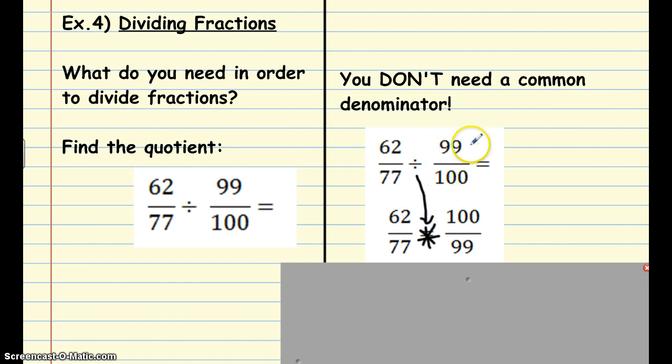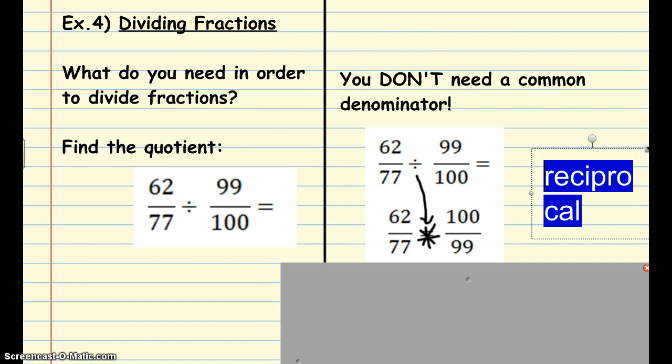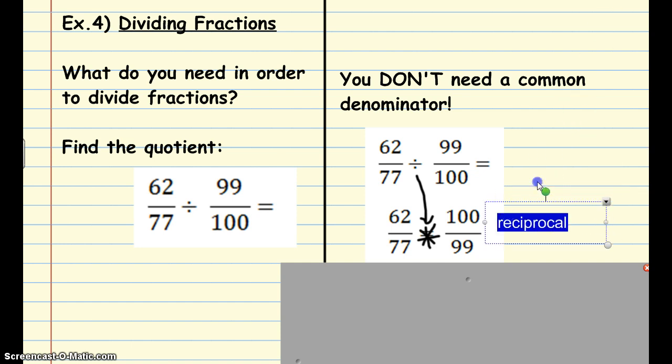And then we're going to flip this second fraction. And what do we call that when we flip that second fraction? Yes, that's right. We call it the reciprocal. Okay, so we're going to multiply by the reciprocal of that second fraction. Flip that over.